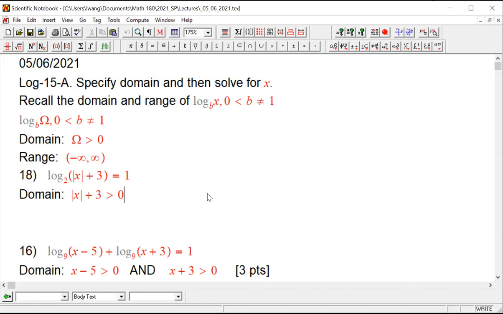Would it be x is less than -3 or x is greater than 3? Can you write it down? You can write it on chat. Think about the meaning though, right? Think about what it means.